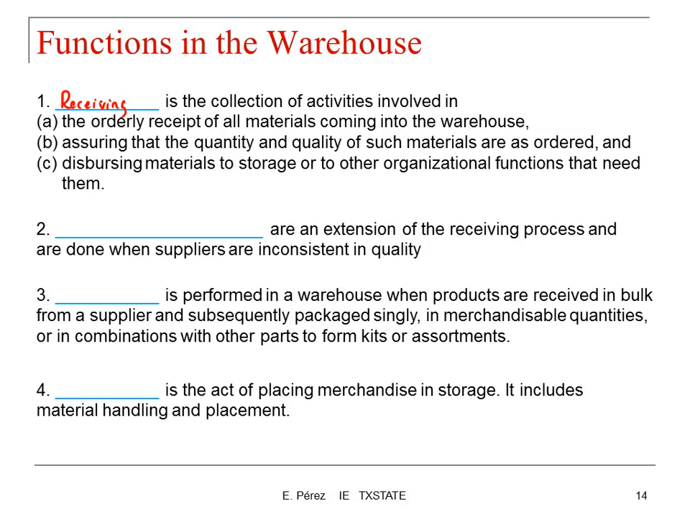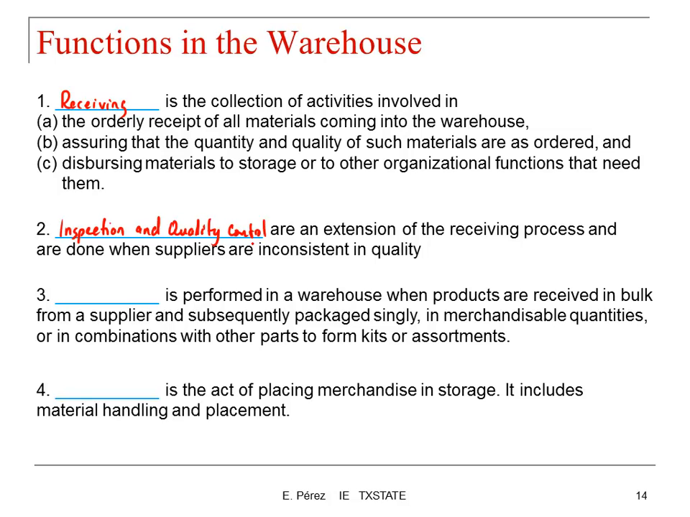Number 2 is inspection and quality control. These are an extension of the receiving process and are done when suppliers are inconsistent in quality. This is something that you might find in industry.